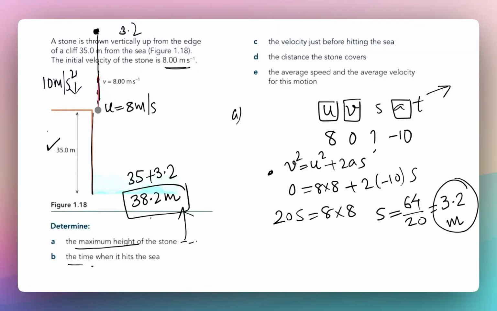Now the time when it hits the sea. The stone has gone up, right? And it comes down, falls down. We have to find how much time has been spent to hit the sea. Now we can do it in 2-3 ways, and I want to illustrate all of that, right? So I'm going to start again.